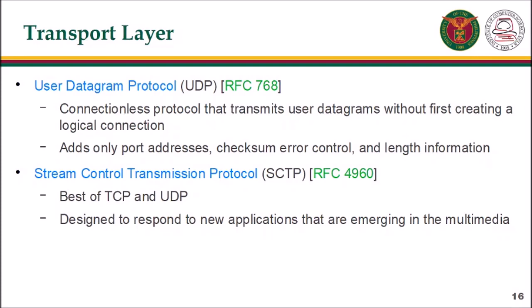Another is the Stream Control Transmission Protocol or SCTP. Its features have the best of TCP and UDP. It is designed to respond to new applications that are emerging in multimedia.